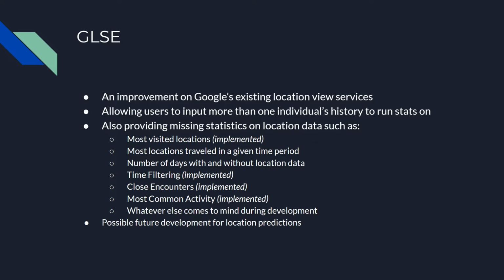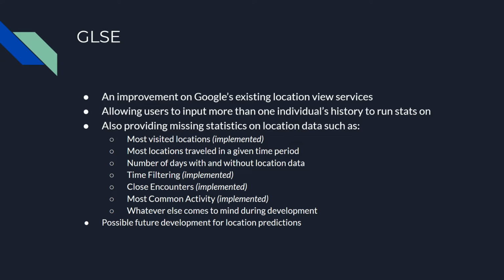I would like to improve on what they already have by being able to run statistics on more of those fields that they're collecting. Some of which I already have queries created for, some I have yet to create. I would also like to include the ability to input more than one user's data to run statistics on two users at once. Some of the things I'd like to implement are most visited locations, most locations traveled in a given time period, and number of days with and without location data.